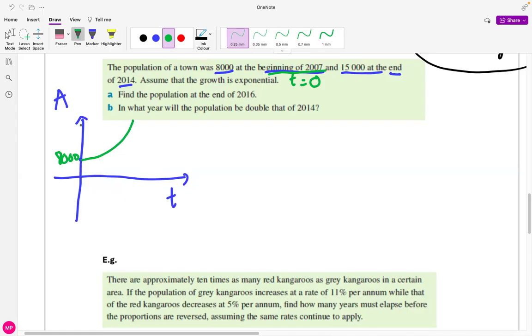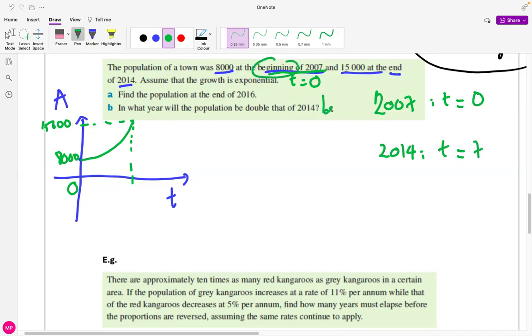So think about at some point here, it's going to reach 15,000. And when t equals 0, that's the beginning of 2007, right? So 2007, t will be 0. If you do 2014, t will be the difference between those numbers, which is 7 years later. But remember, we're talking about the beginning of 2007. So this means the beginning of 2014 will be t equals 7.